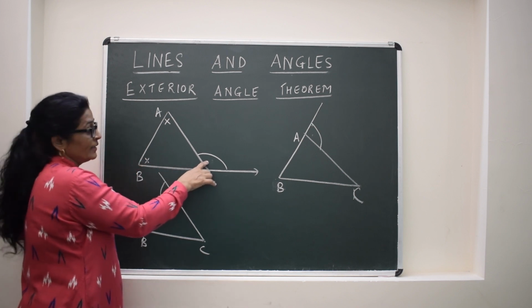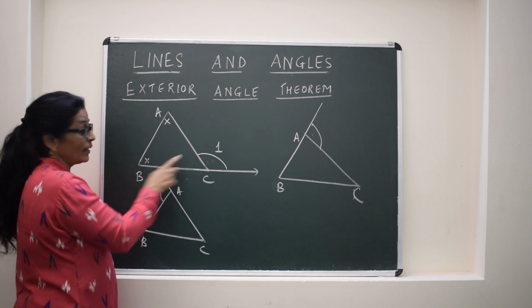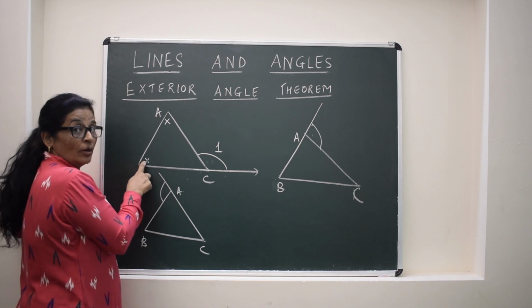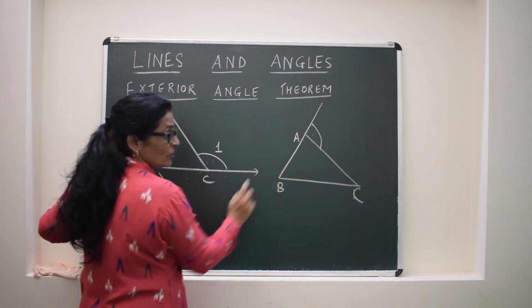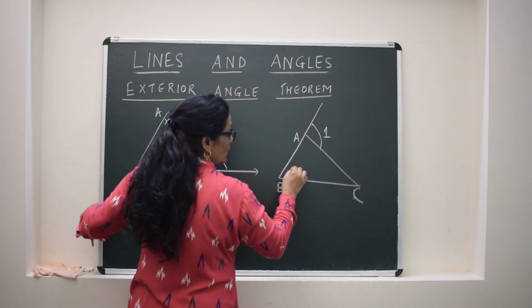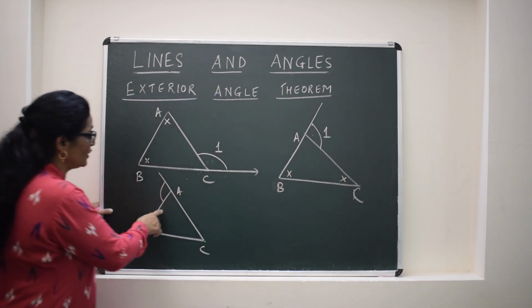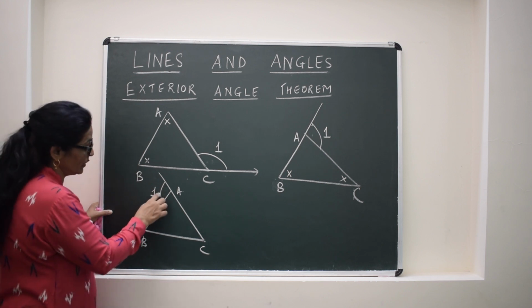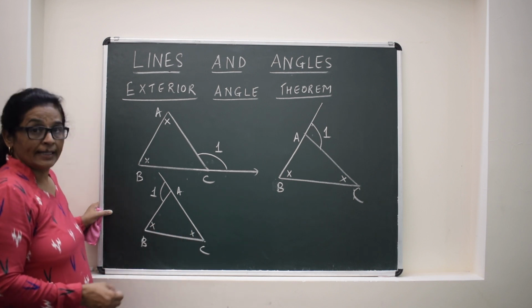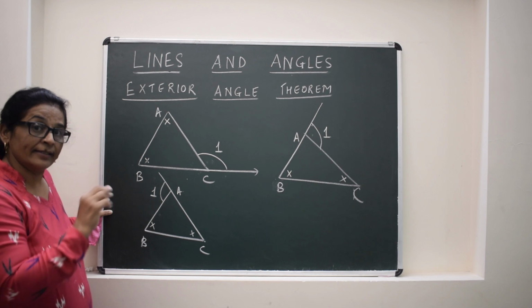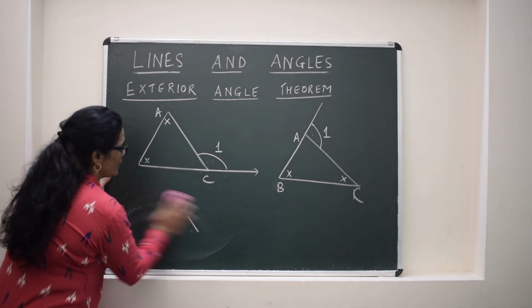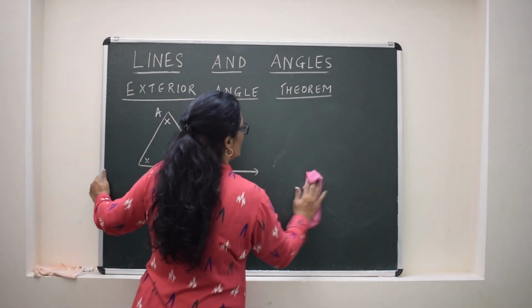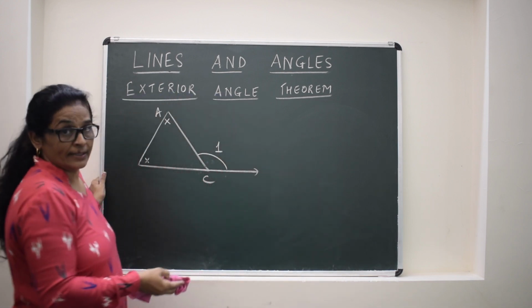So what we have to prove is that this angle 1, formed by extending the side of this triangle, is equal to the sum of two opposite interior angles. Here in this case, angle 1 should be equal to angle B plus angle C. Similarly here, if we extend this side CA, and this exterior angle is formed, that should be equal to angle B plus angle C. We will take one case, and it is true for all. So the statement of the theorem is: the exterior angle is equal to the sum of two opposite interior angles.